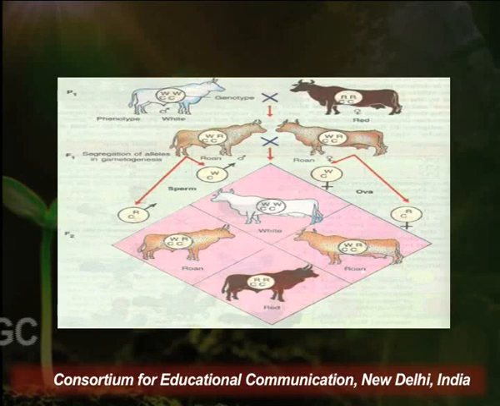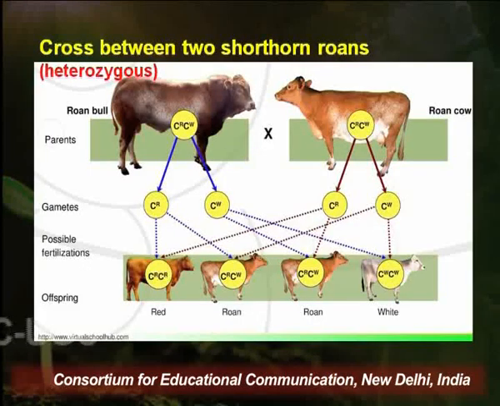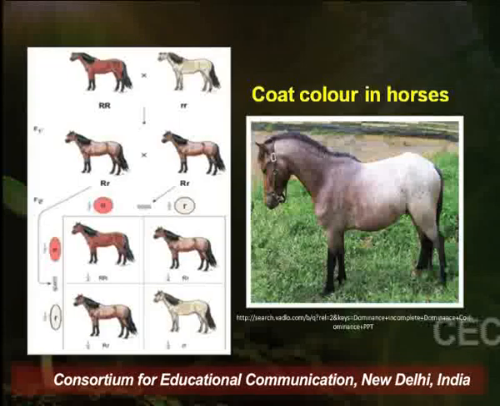So, according to the new convention, we also modify the notations for the breeding pattern that we see for these cows. Here is another cross between two Shorthorn roans, that means both the parents are heterozygous, and then we again get a 1:2:1 ratio, that is 1 red, 50%, that is 2/4 roans, and 1 pure yellow.